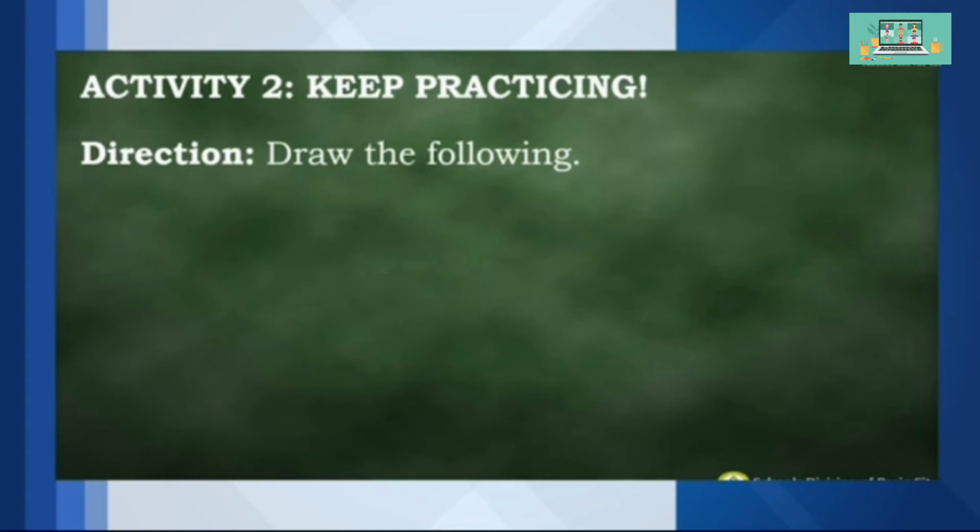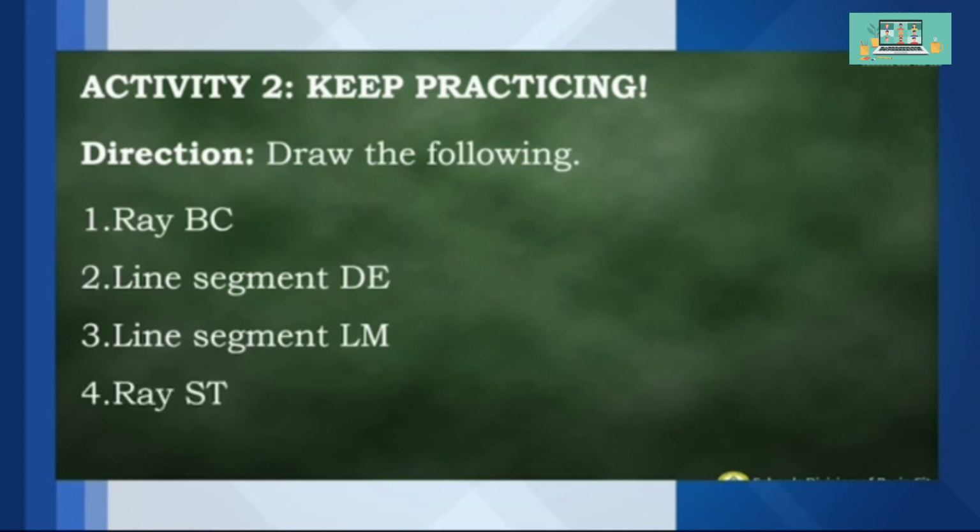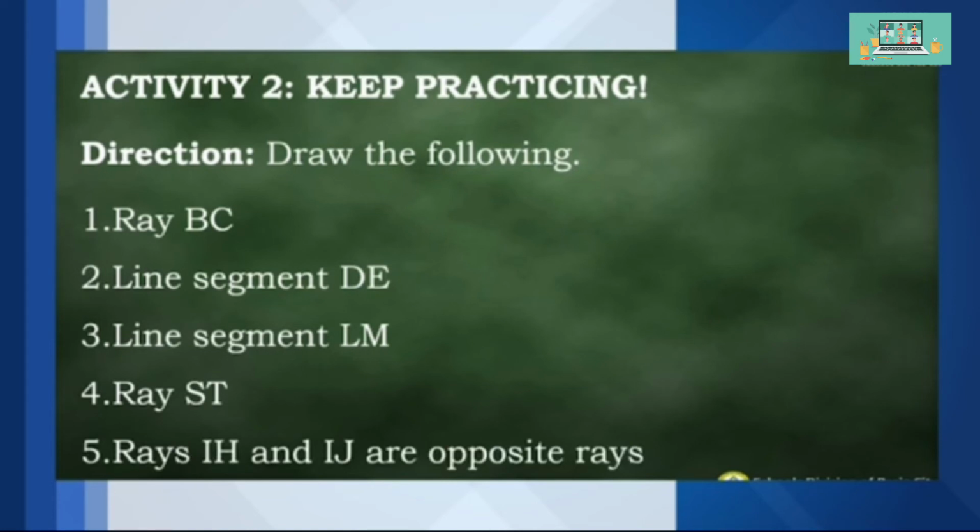Activity number 2. Keep practicing. Draw the following. Number 1. Ray BC. Number 2. Line segment DE. Number 3. Line segment LM. Number 4. Ray ST. And number 5. Rays IH and IJ are opposite rays.